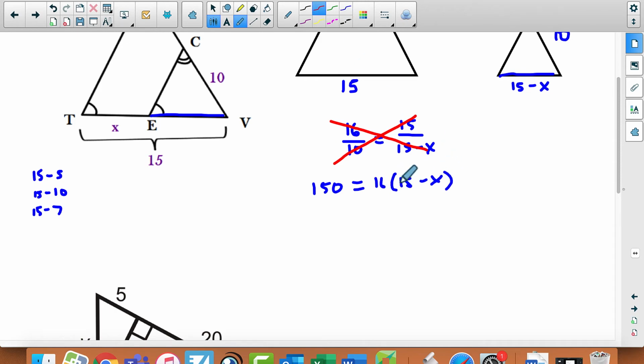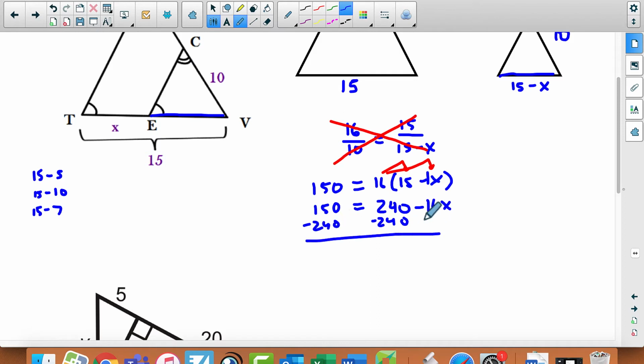And again, on the right hand side here, you've got some distributive property. So we have 150 equals 16 times 15 is 240, and then 16 times negative x, or negative 1x if you want, 16 times negative 1x is negative 16x. Okay, we've got to get this x by itself, so we've got to look for adding or subtracting first. Let's subtract 240. Subtract 240.